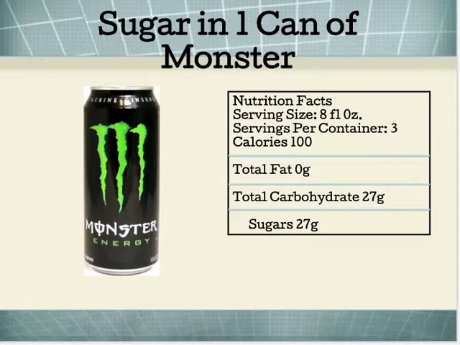Now the last one, Monster, 27 grams, but there's 3 serving sizes. So multiply 27 by 3 to get 81, divided by 4 equals 20.25 teaspoons of sugar.